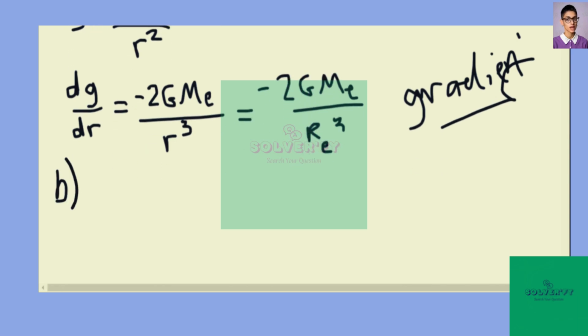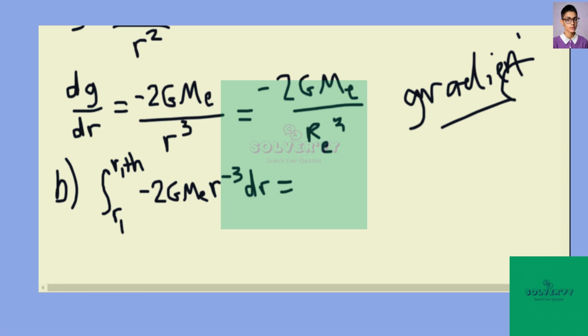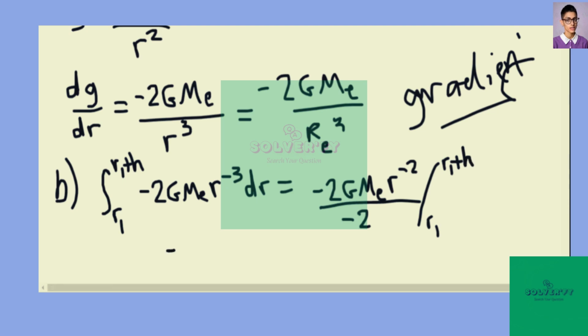In part B, I think I'm going to continue using what we did in part A. The integral from r, let's just say some radius, to some radius plus a small amount, h, of -2 G me r to the -3rd power dr is going to be -2 G me r to the -2 power over -2, from r1 to r1 plus h, where h is small.